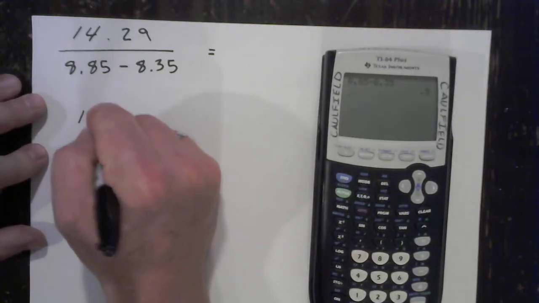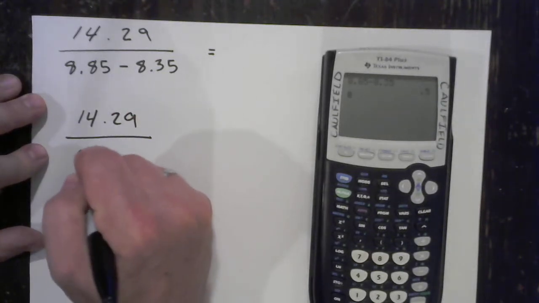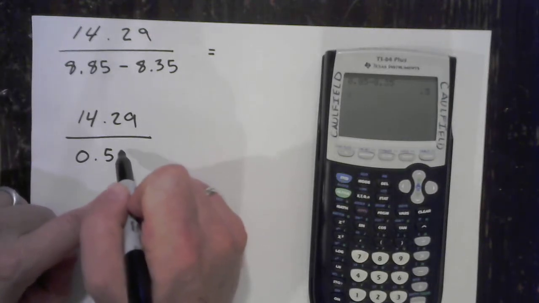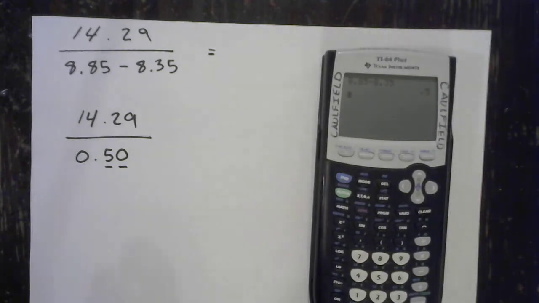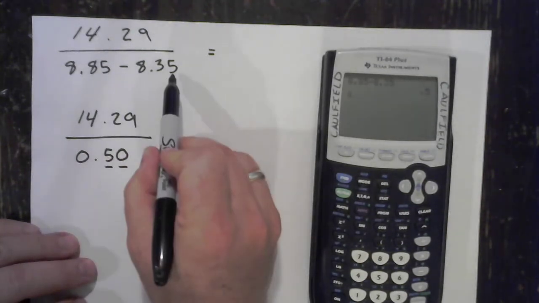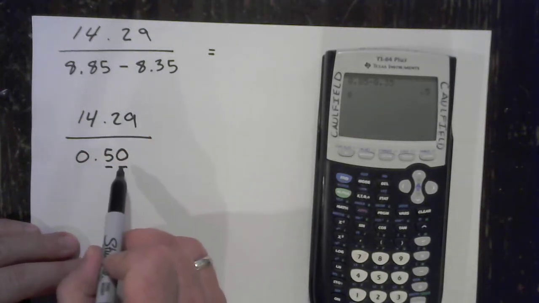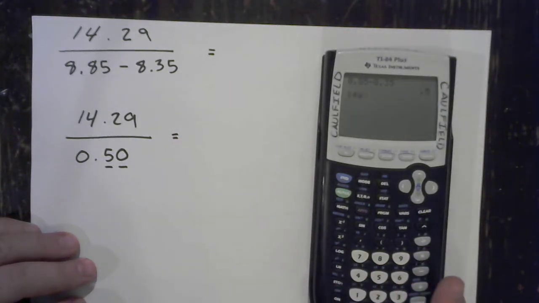So I'm going to rewrite this: 14.29 divided by 0.5. That's what my calculator says, but I actually am good out to this digit as well. And so I still have two significant digits right here. Remember, in the subtraction process, if I have the hundredths place on both, I have to still have it when I'm done here.